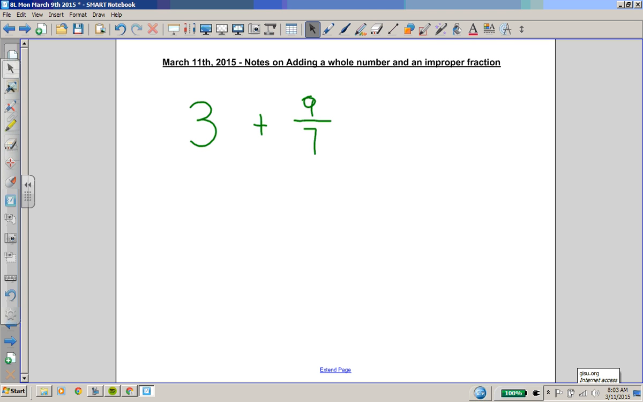Kristen? You have to have a common denominator before you add them. So what I did was I made an arrow because I'm going to convert each of these fractions. Well, 3 is not a fraction. How could I change that to a fraction? Chelsea? 3 over 1.